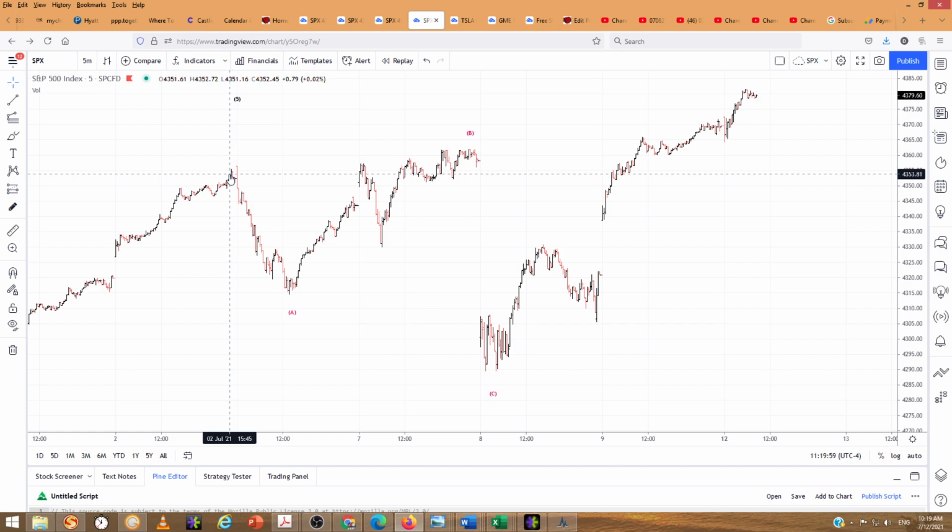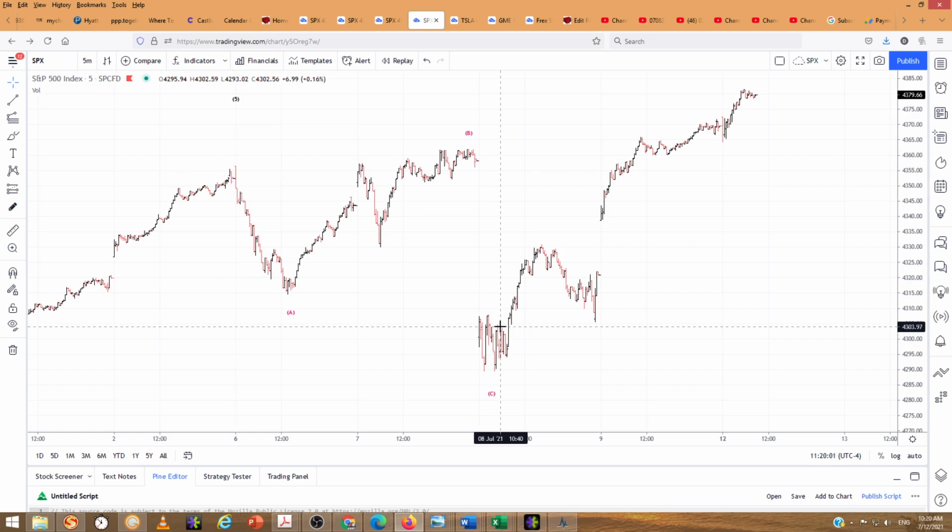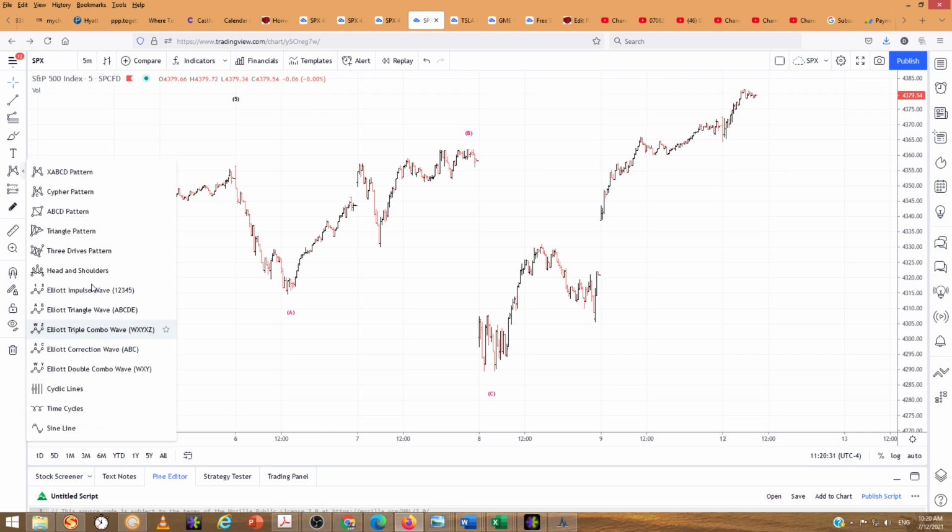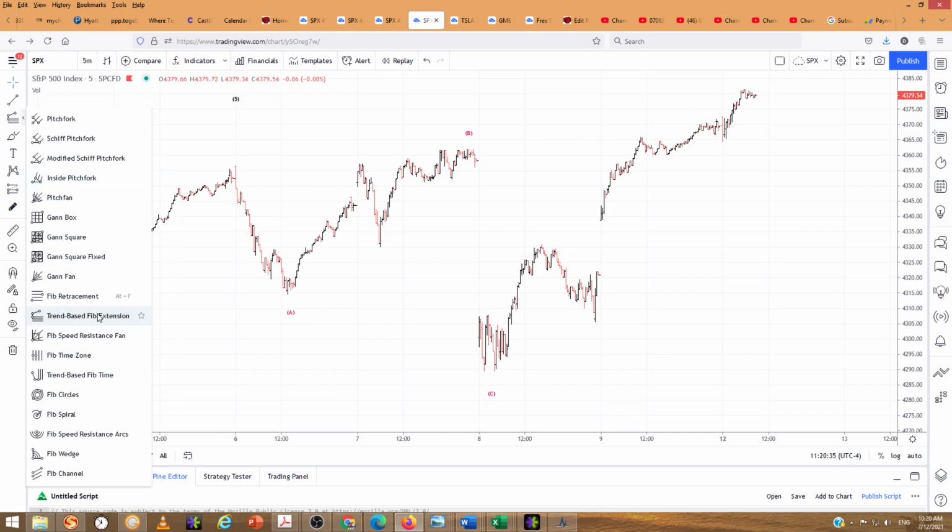And what we had from there into the low on the 8th was an expanded flat. We had an A down, a B up, where B goes above the start of A, which is here, and then a C down, which goes below the low of A or the start of B. So an inverted flat, an A, B, C, and then that should be followed by 5 waves up. And you can see the S&P is making those 5 waves there. So we can do a little Fibonacci extension here and see what we're going to get as far as these 5 waves up before we see the next pullback.